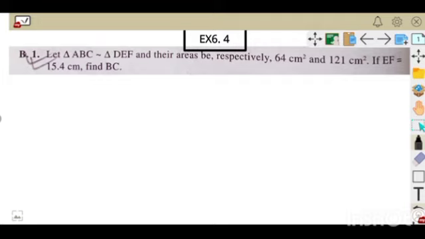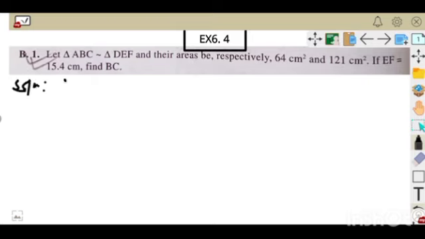Okay, so the condition given in the question is that triangle ABC is similar to triangle DEF, and for both triangles the areas are given, and EF is 15.4 cm, and we're going to find BC. Okay, we'll start the solution here.